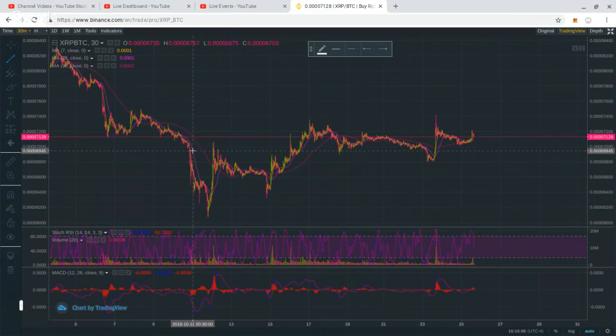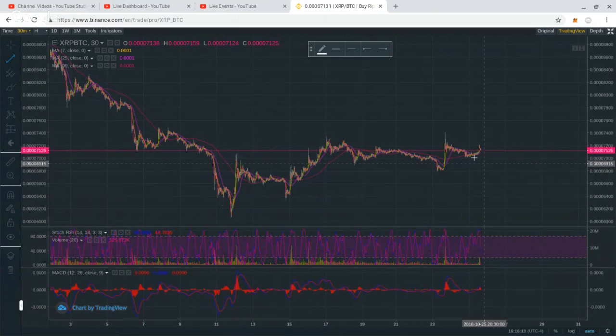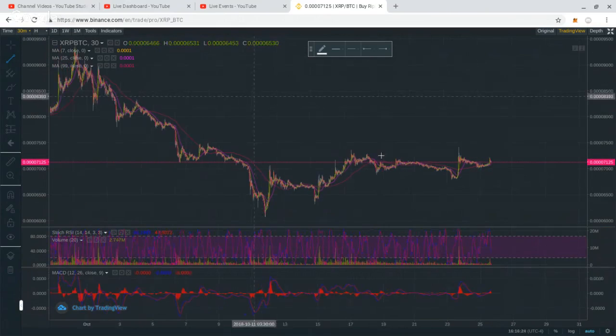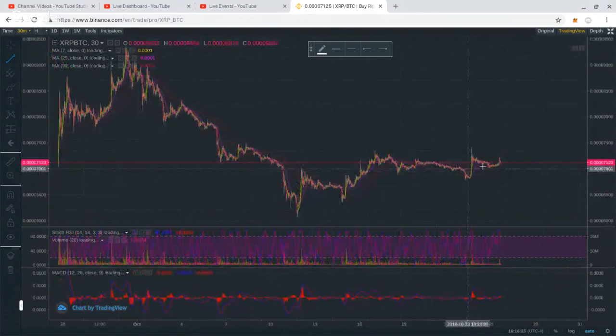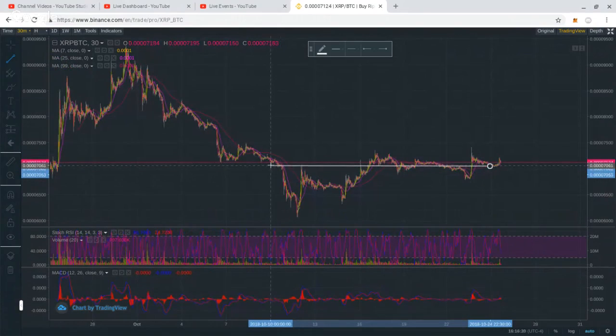Support is basically where a coin finds a comfortable level, where the coin stays between prices and doesn't really break down underneath that. For example, on XRP, this is a 30-minute time frame. You can see that XRP found support right here. It's pretty obvious. It doesn't take a lot of time to see.